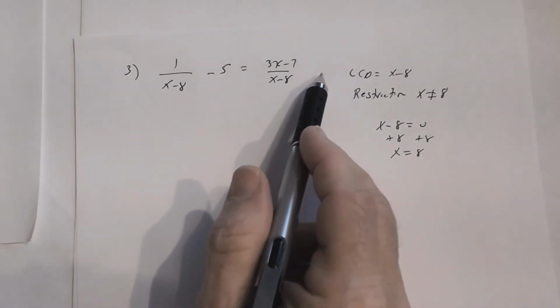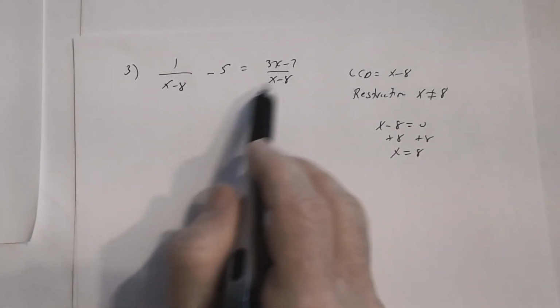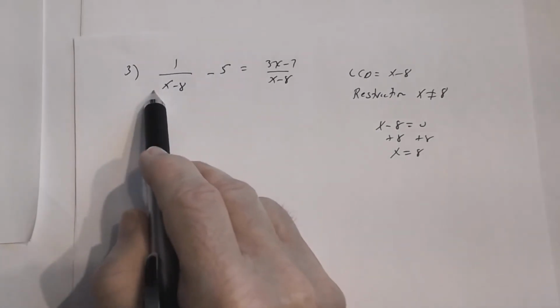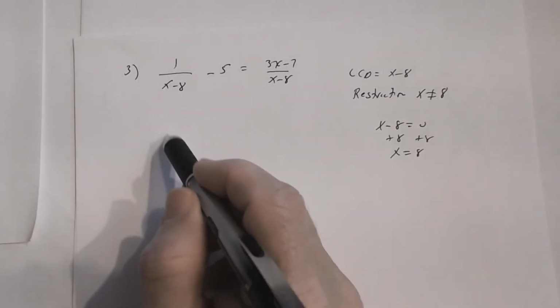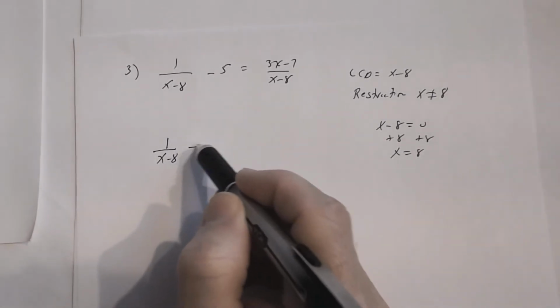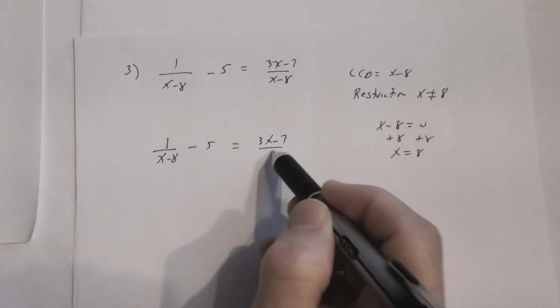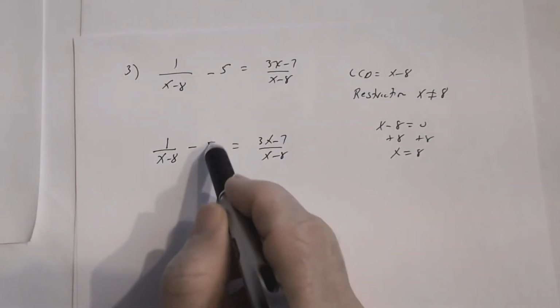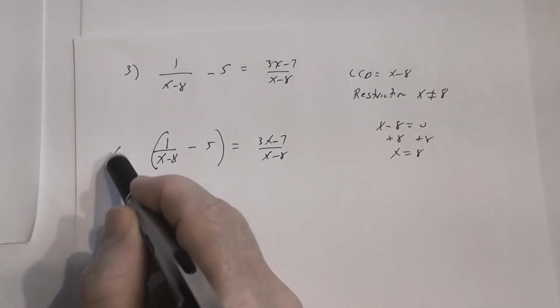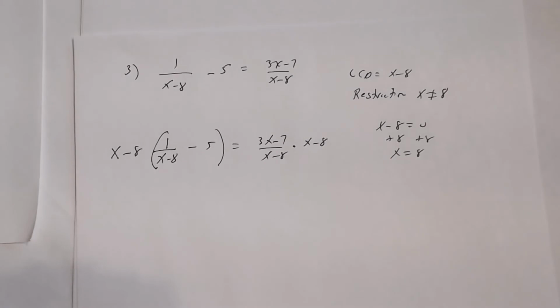All right. Now, let's go ahead and clear the fractions. So we're going to multiply both sides by the least common denominator. Again, notice there are 2 fractions here, 1 here. So I'm going to put this one in parentheses just like I did with number 1. So let me go ahead and rewrite this. So I have 1 divided by x minus 8 minus 5 equal, and then 3x minus 7 divided by x minus 8. All right, so remember, we're going to put that in parentheses, and we're going to multiply both sides by the least common denominator.